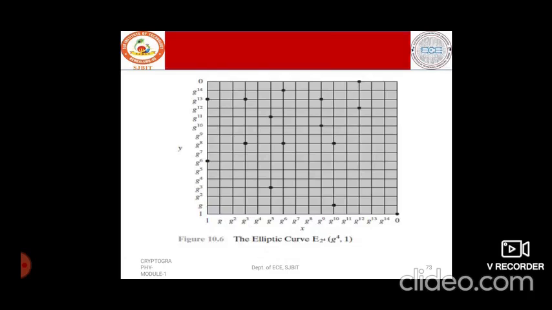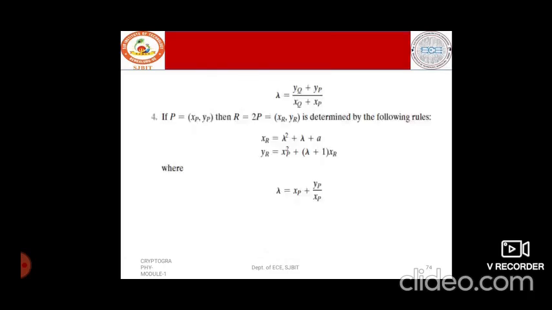This is a figure for the elliptic curve. The fourth rule is: if P is equal to (xP, yP), then R is equal to 2P is equal to (xR, yR). This is determined by the following rules: xR is equal to lambda square plus lambda plus a, and yR is equal to xP square plus (lambda plus 1) into xR, where lambda is xP plus yP by xP. Thank you.